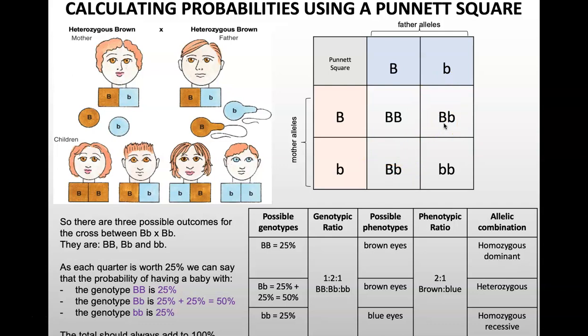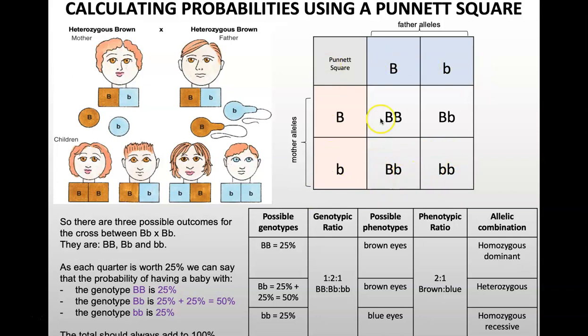Now, how many of those probabilities would result in having a blue-eyed child? Remember, a blue-eyed child has to have both of the blue alleles, and so there's only a 25% chance of that happening out of this particular cross.